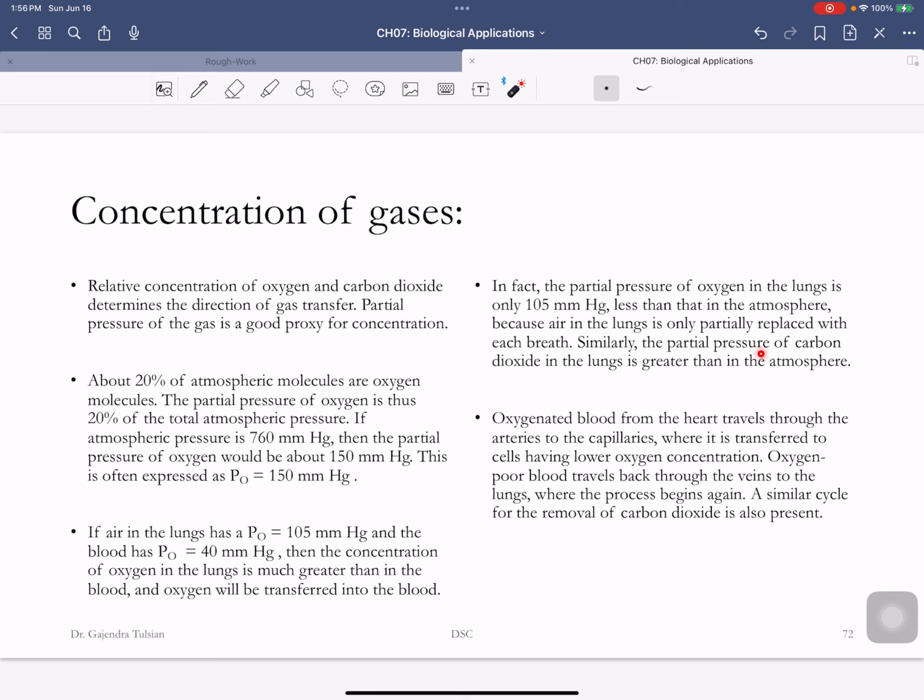Similarly, the partial pressure of carbon dioxide in the lungs is greater than in the atmosphere. And so the partial pressure of carbon dioxide in your blood is greater than in the atmosphere. Okay, so this should be in the blood. So I'll fix that.